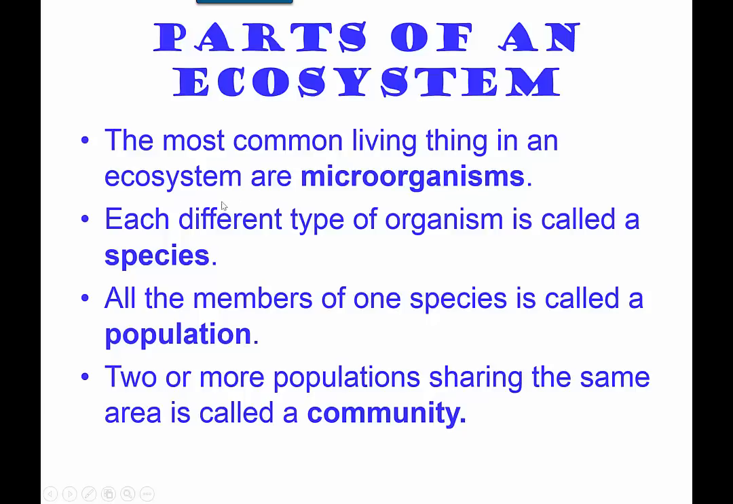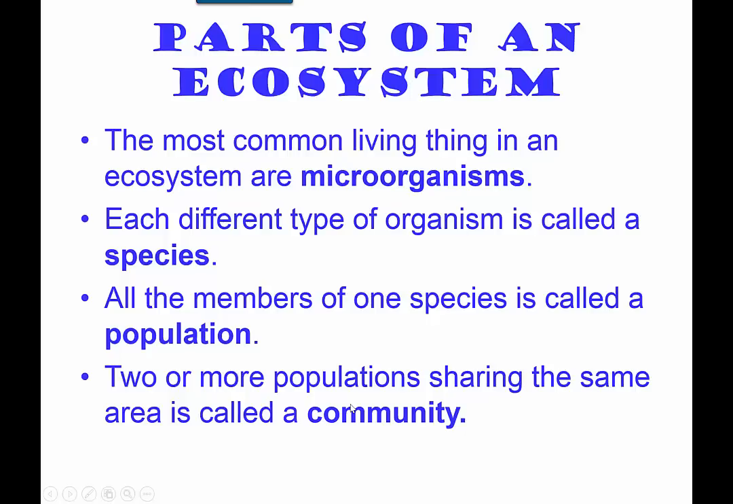Now, every type of organism that is out there is a species. And now when you have a group of the same type of species, that's considered a population of that species. And then when you have two or more populations sharing the same area, we call that a community.